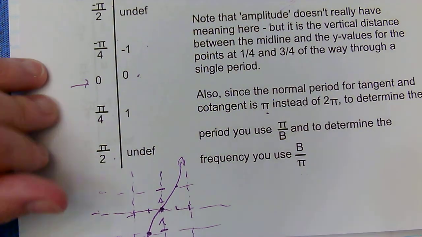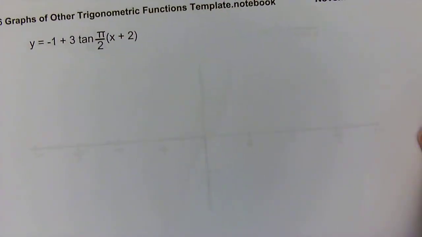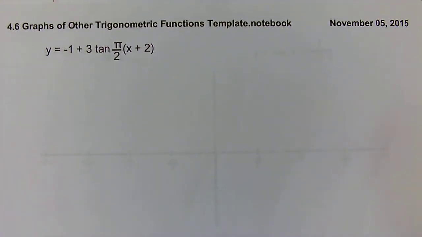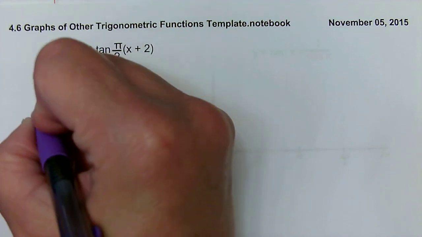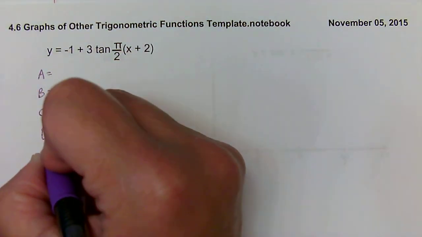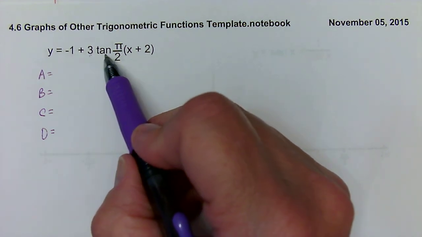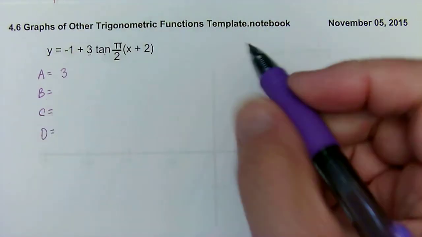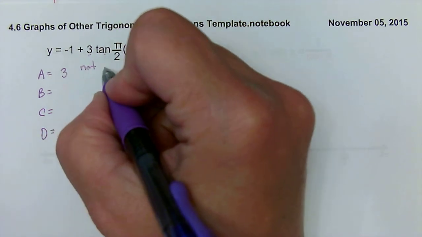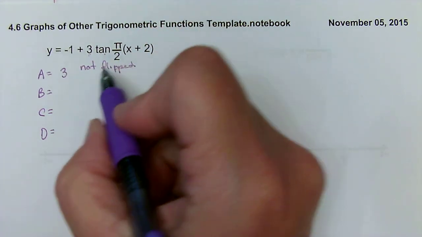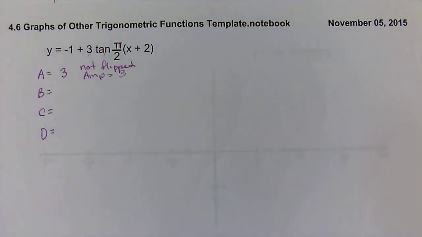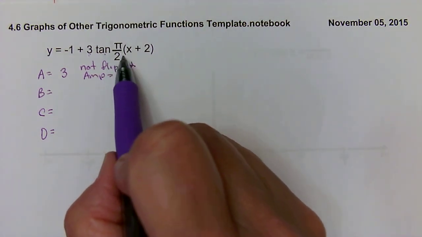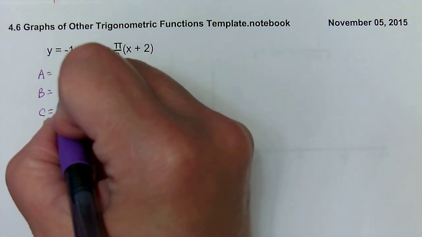The method I use to set it up is going to be very similar to what we did with sine and cosine. So, for example, here's a trig function in standard form. First we want to identify what A, B, C, and D are. A is always the number that is multiplied by the trig function, so that's 3. Since it is positive, this is not going to be flipped vertically. And its amplitude is going to be 3, because that's the absolute value of 3. B is the number that's multiplied by the x, so that's going to be pi over 2.